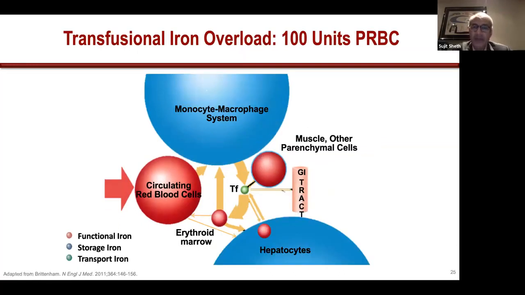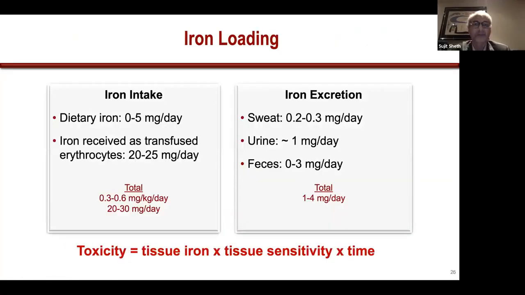This is what happens after about 100 units of red cells have been transfused, where the macrophage monocyte system or the RE system has been completely overwhelmed, filled up. The hepatocytes have been pretty much filled up, and iron is now remaining in the circulation and being taken up by other parenchymal cells like muscles, the heart, endocrine organs, where the iron will deposit and cause problems.